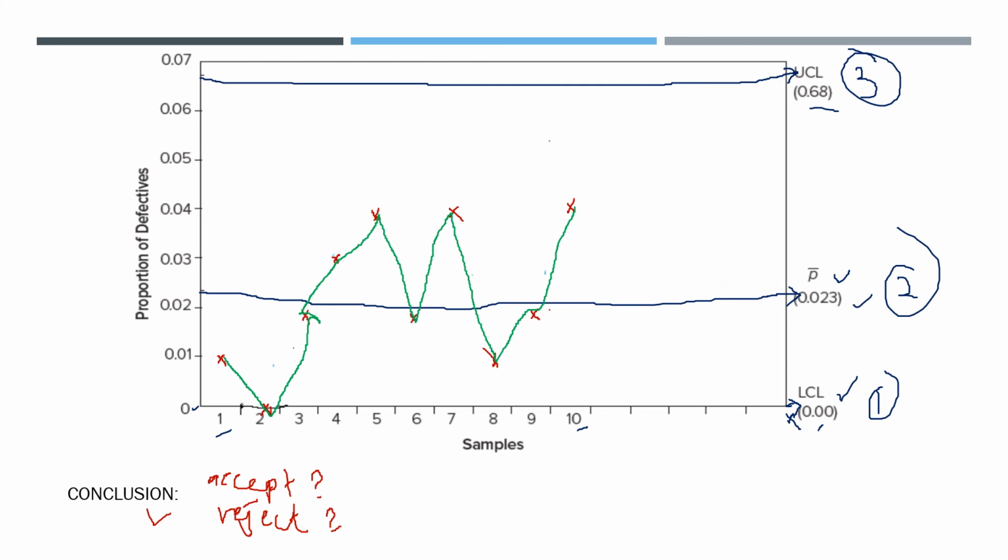So how to make a decision over here? What we have to focus on the graph is just this range. The range of acceptable quality is from UCL going down to LCL. So the samples that are within this range, from LCL going to UCL, are within the acceptable quality range. So these samples can be accepted.